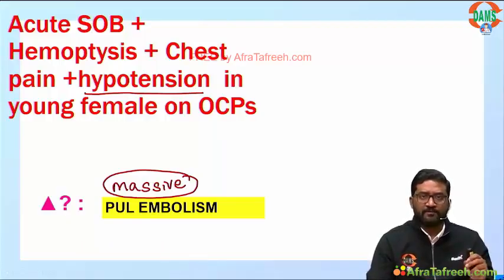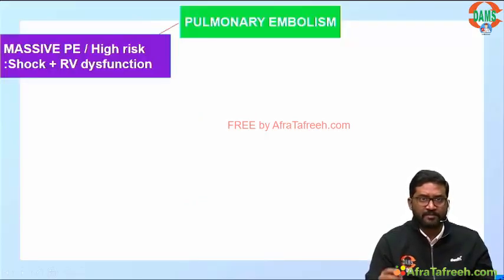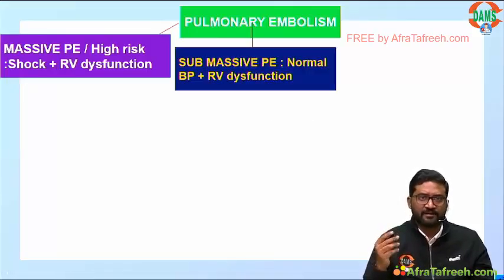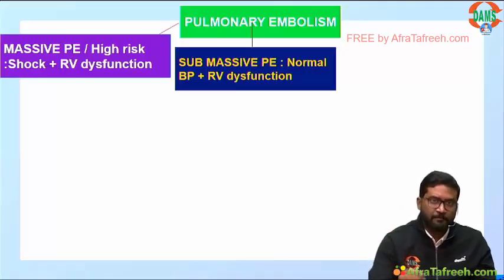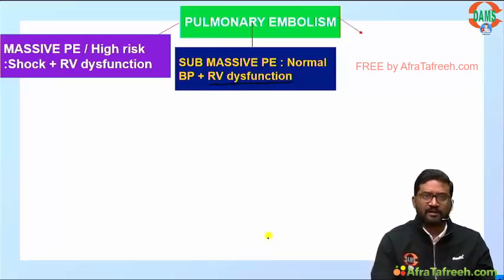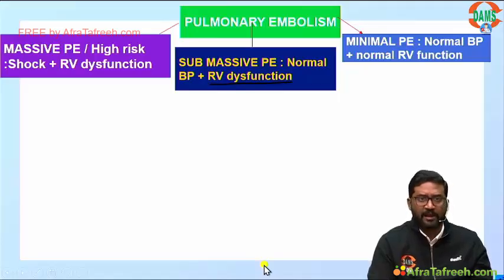And usually in massive, the treatment of choice is thrombolysis. So the answer here will be massive pulmonary thromboembolism, and this patient will present with shock and RV dysfunction. Whereas when do you call it submassive pulmonary embolism? The BP will be normal, but still there will be right ventricular dysfunction. And minimal might be a very small thrombus, normal BP and normal RV function.